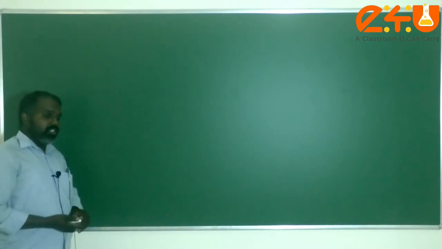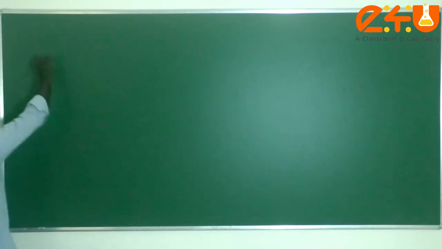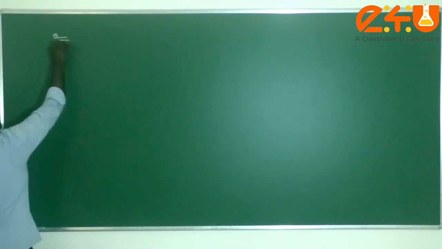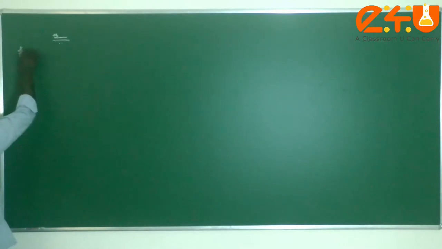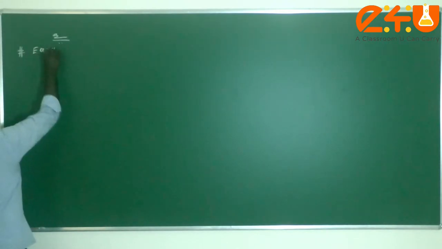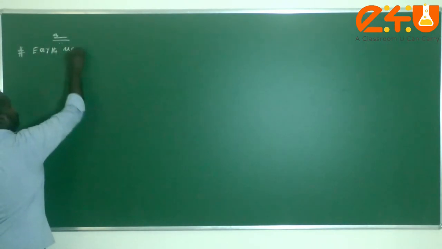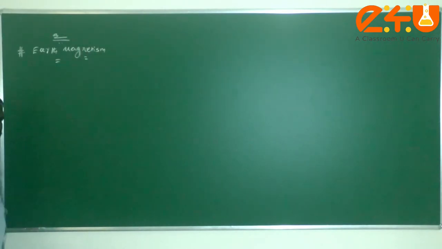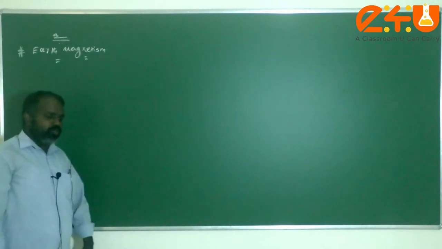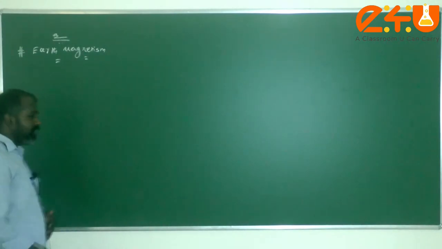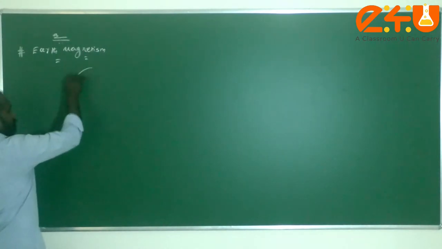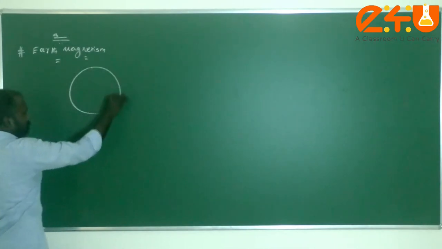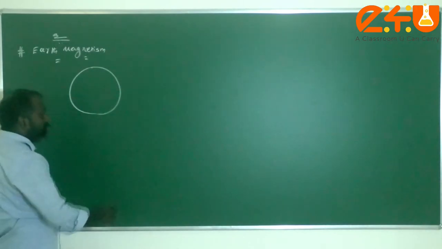Now we are going to discuss another topic, which is called earth magnetism. We know that earth is considered to be a huge bar magnet. Earth is considered to be what, children? A huge bar magnet. So let us assume that earth is a uniform solid sphere.